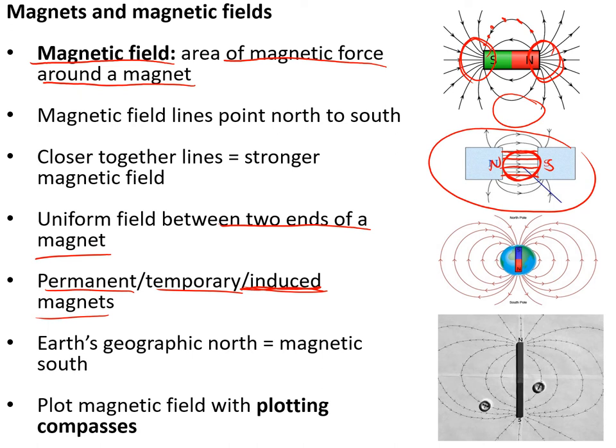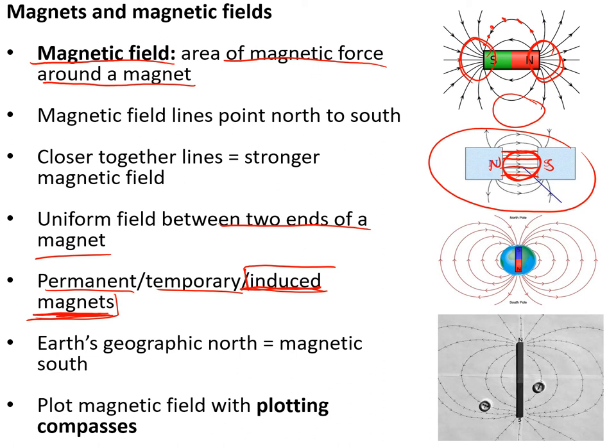Now, this is the idea that if a piece of iron or steel is in a magnetic field, it temporarily becomes a magnet itself. The permanent magnet induces magnetism in the paperclip or whatever it is you're talking about. So you will have seen, if you pick up a paperclip with a magnet, you can then attach another paperclip to the first paperclip because it's become a temporary magnet itself. And that's what we call induced magnetism.